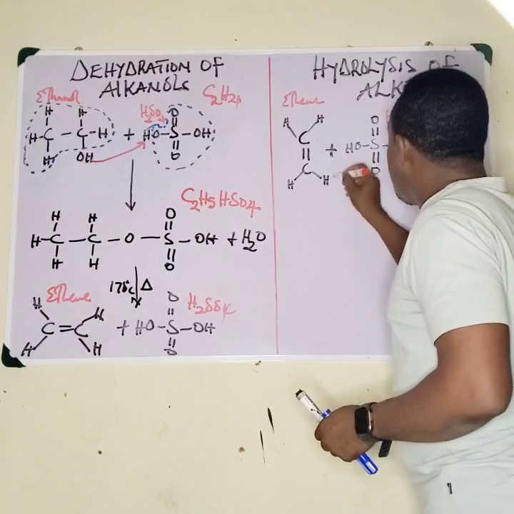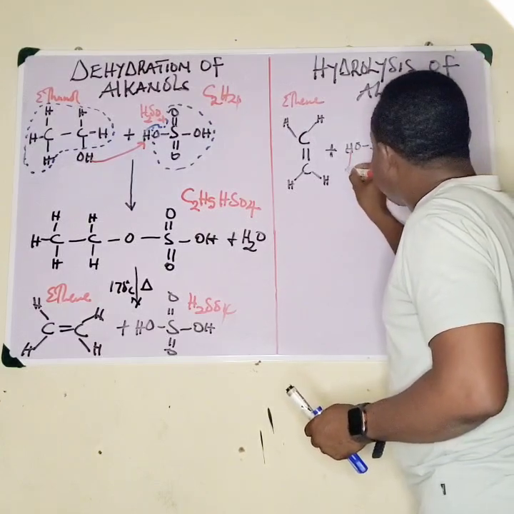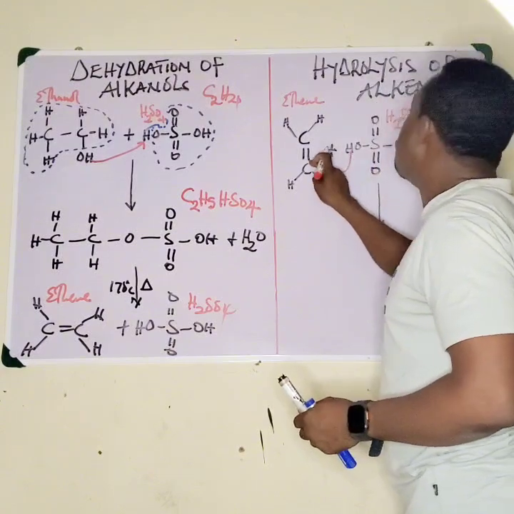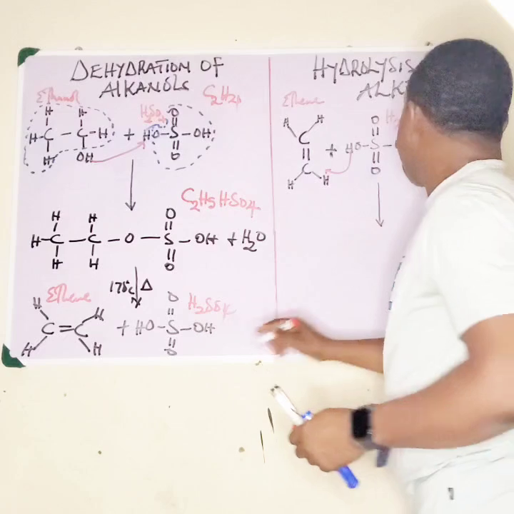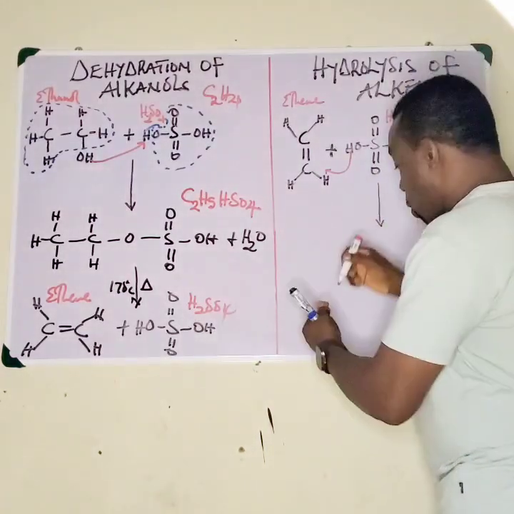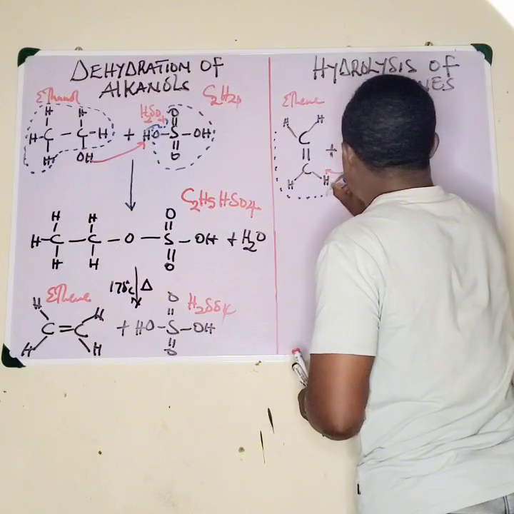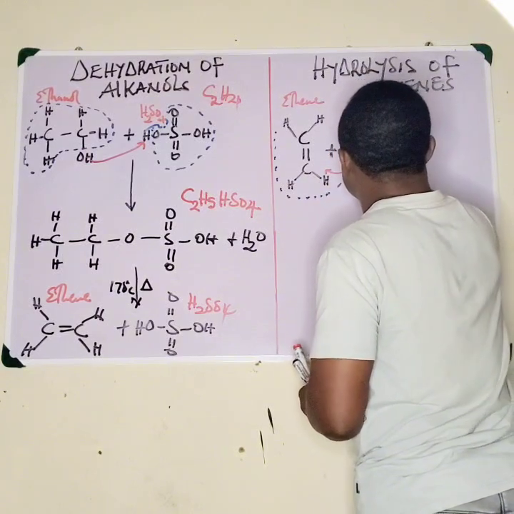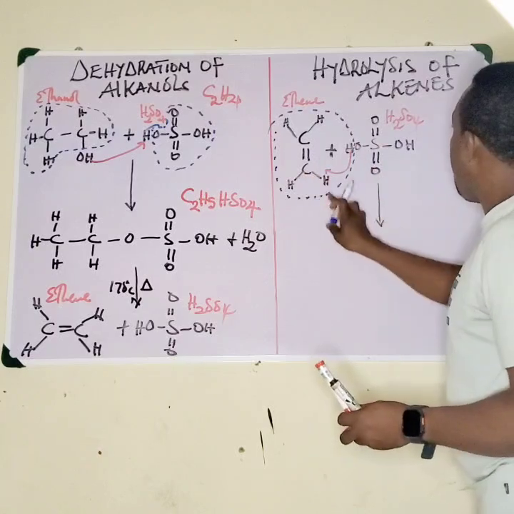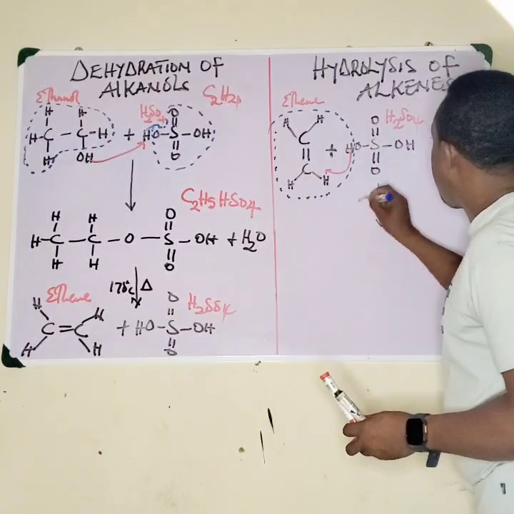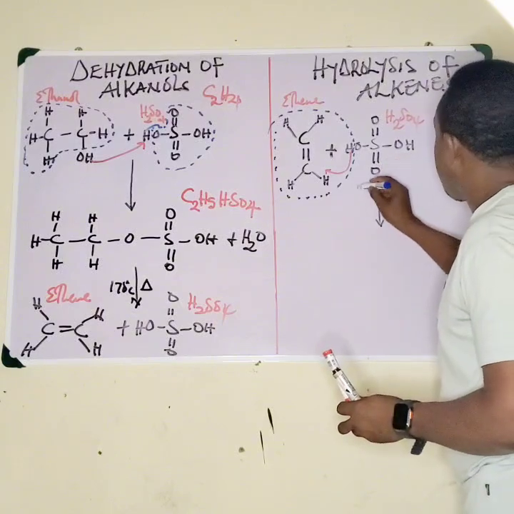One of the H will come to attach itself to this bond, thereby changing this bond to a single bond. Then in this case, look at what we are going to have. We are going to have this. It will come and attach itself here. This will come and attach itself here.